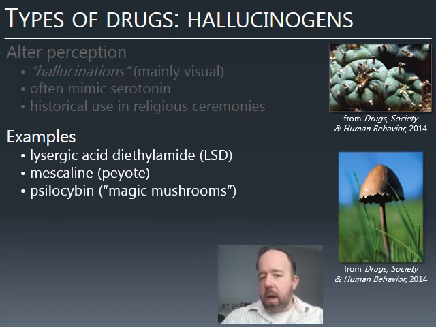There's also psilocybin, a different compound, but also a hallucinogen, and it's found in certain species of mushroom. These are often referred to as magic mushrooms or just shrooms. There's, of course, nothing magic about them. They just happen to contain the drug psilocybin, which again binds to serotonin receptors and alters visual perception.